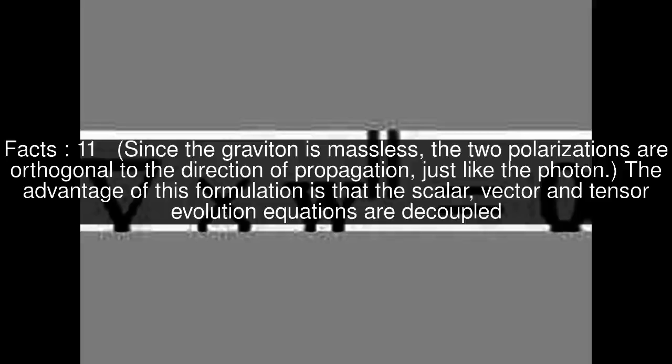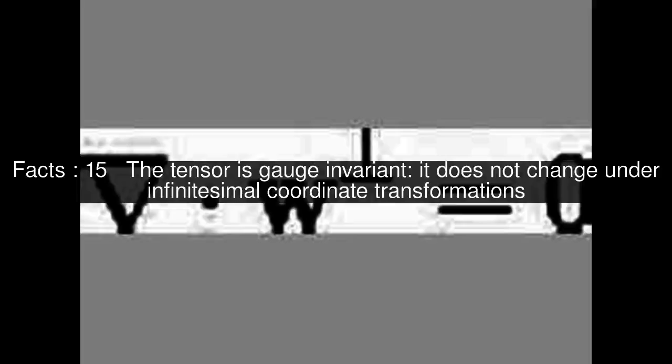The advantage of this formulation is that the scalar, vector and tensor evolution equations are decoupled. In representation theory, this corresponds to decomposing perturbations under the group of spatial rotations. Two scalar components and one vector component can further be eliminated by gauge transformations. However, the vector components are generally ignored, as there are few known physical processes in which they can be generated. The tensor is gauge invariant, it does not change under infinitesimal coordinate transformations.